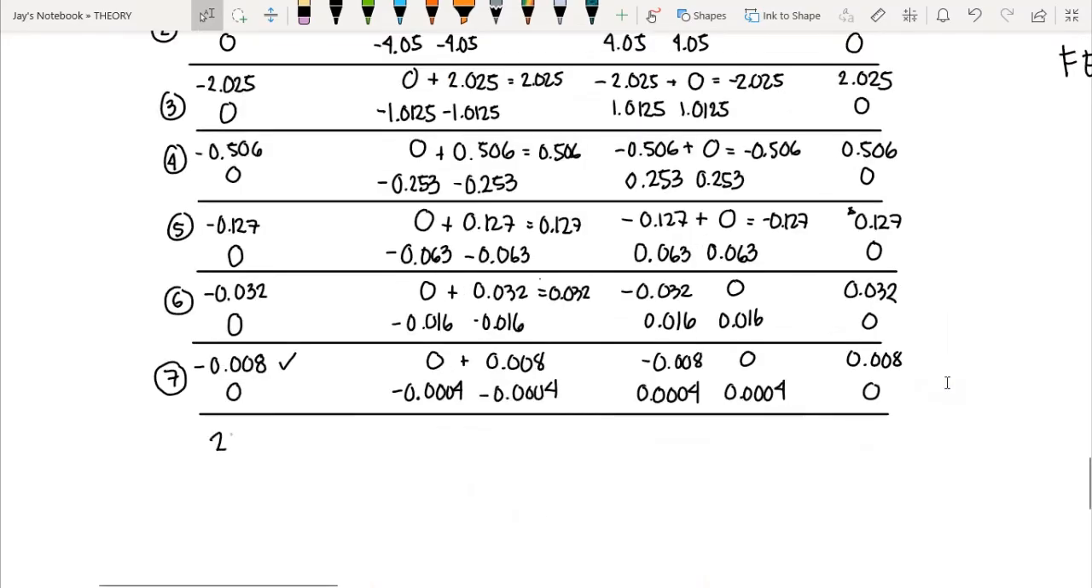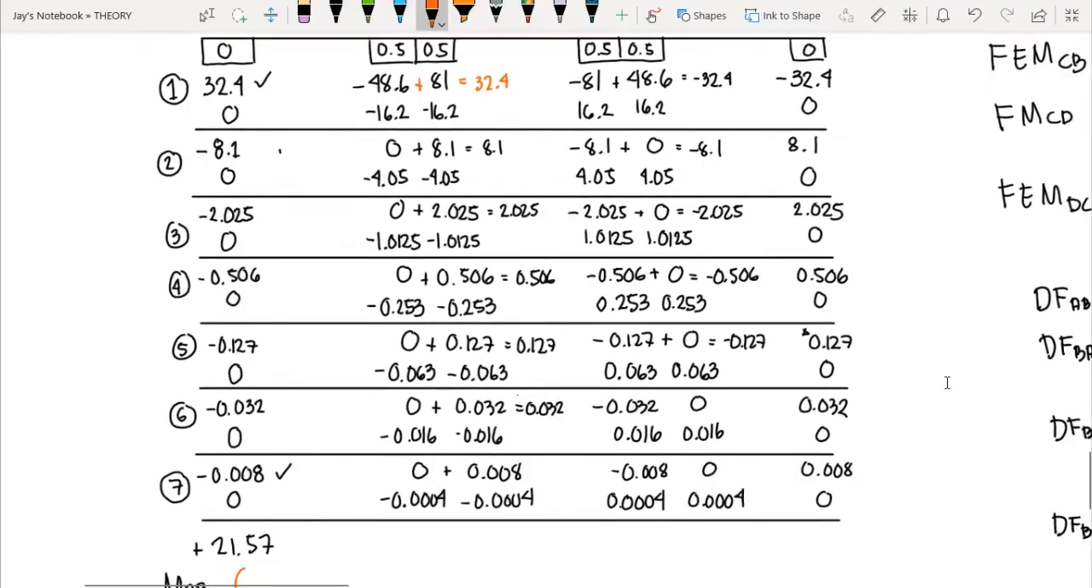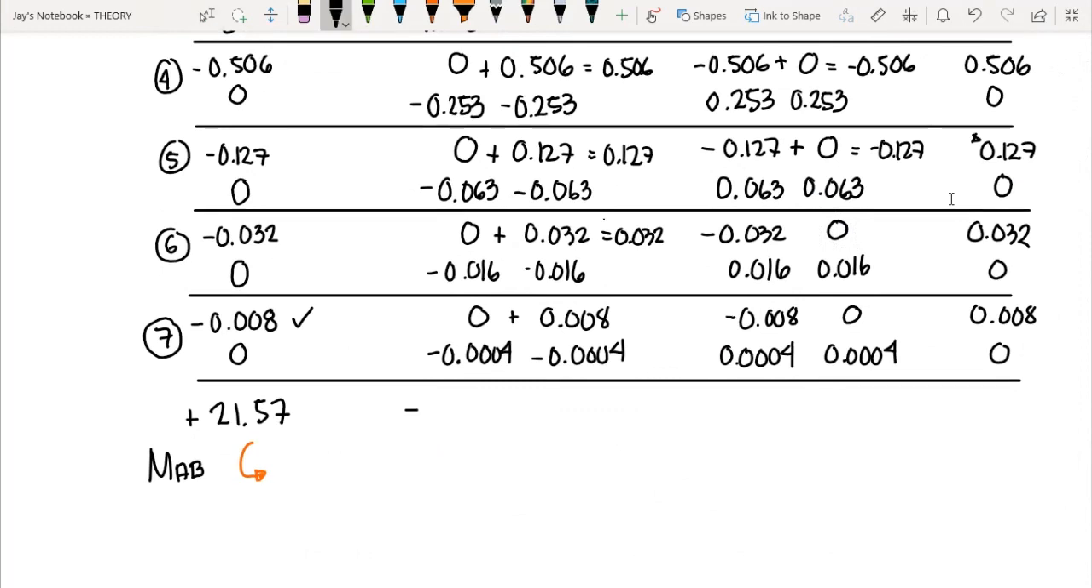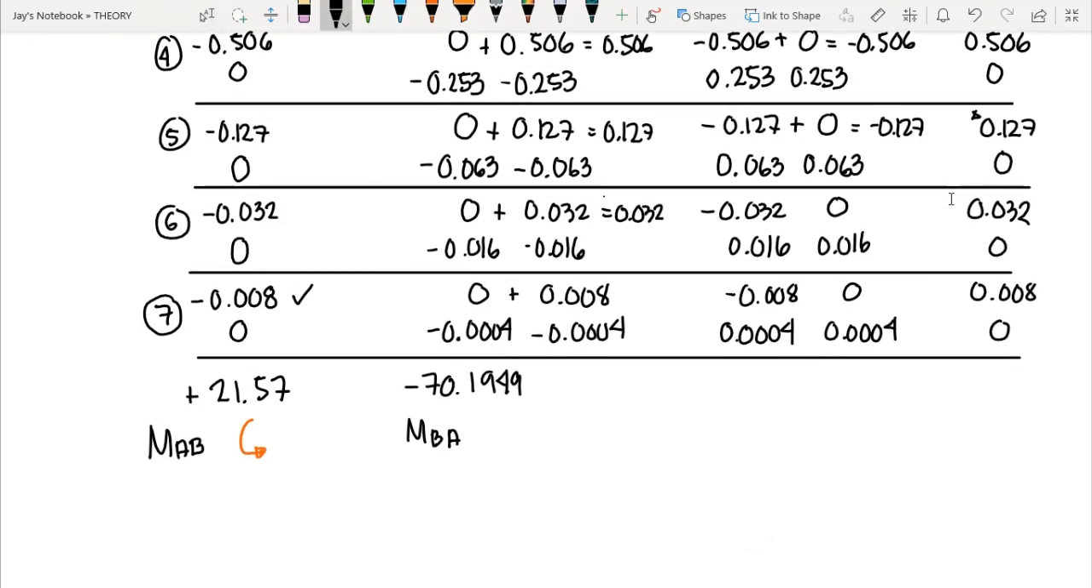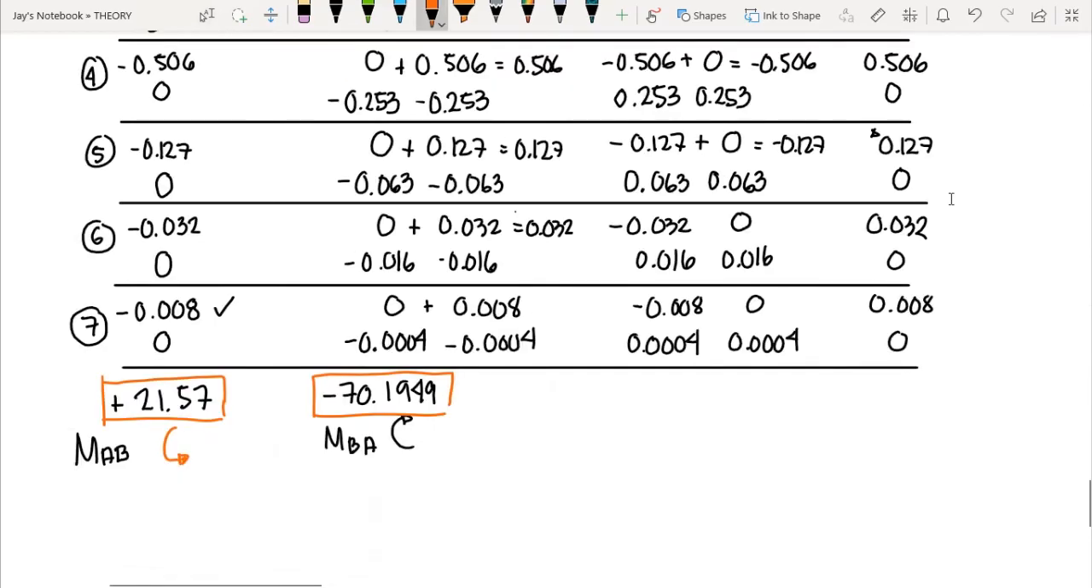So we have 21.57. This is positive. Now this is now our moment AB. But since this one is positive, therefore the rotation is counterclockwise. Now on BA, so we add from the 1st to the 7th cycle, we have negative 70.1949. That means this is our moment BA, and since that is negative, therefore we have a clockwise rotation.